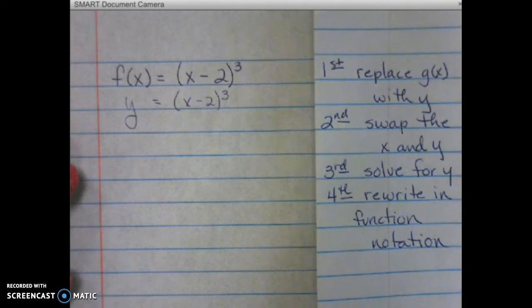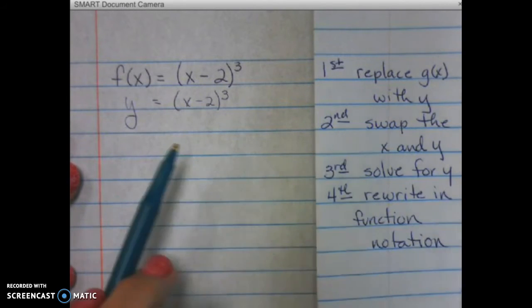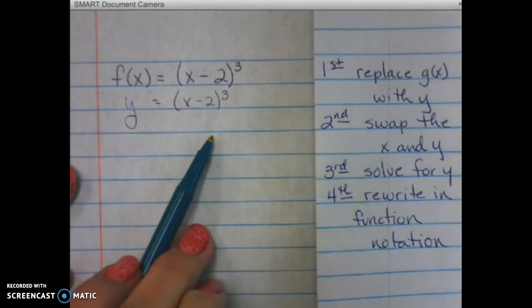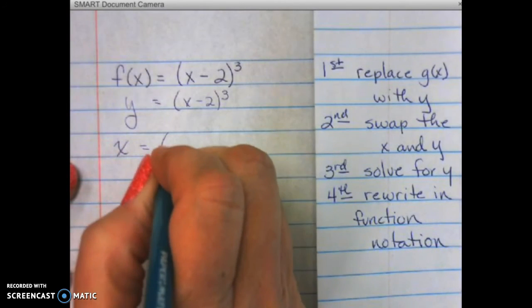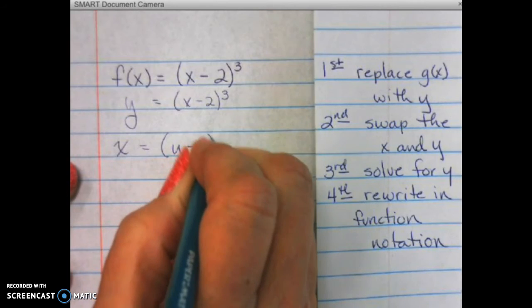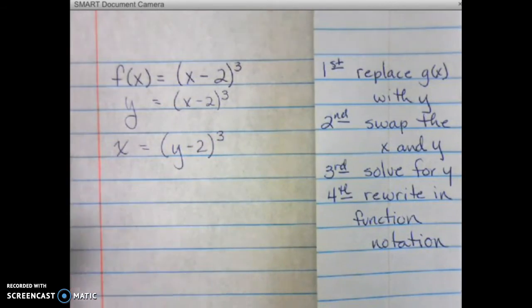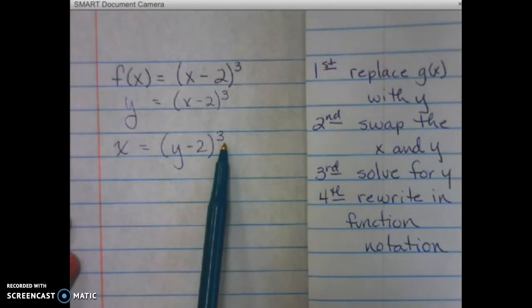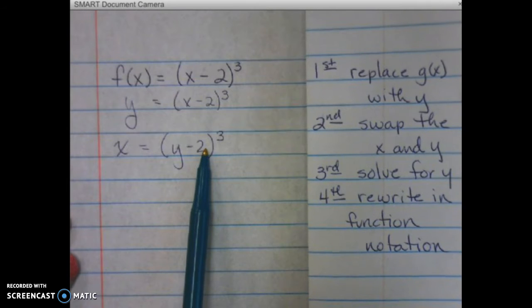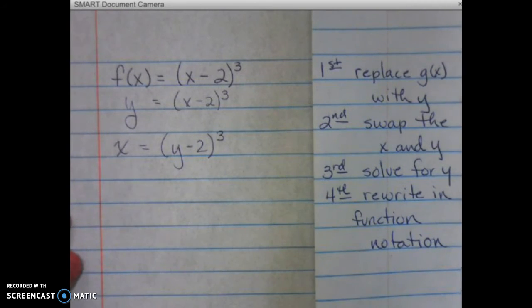Now I need to swap the x and the y value, still the same exact steps, even though my equation looks a little different. So I have x equals (y minus 2) cubed. The next step is for me to solve for y. In this case, to solve for y, I need to start on the outside and work my way in.